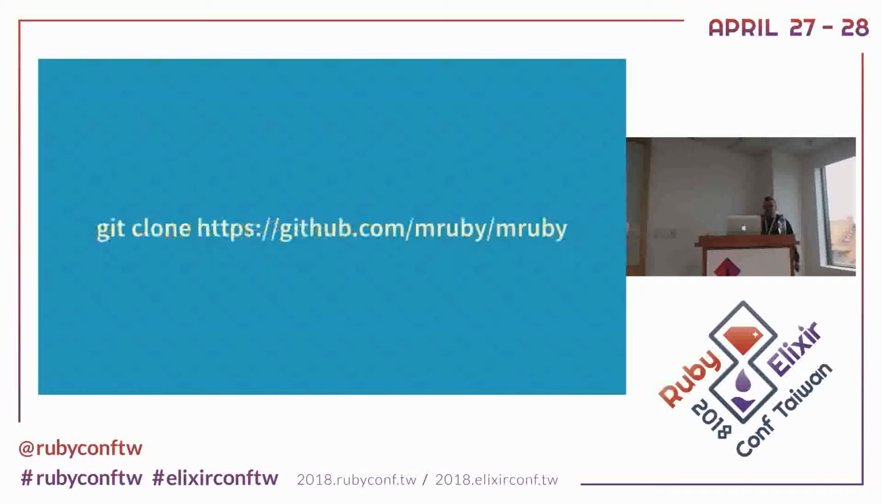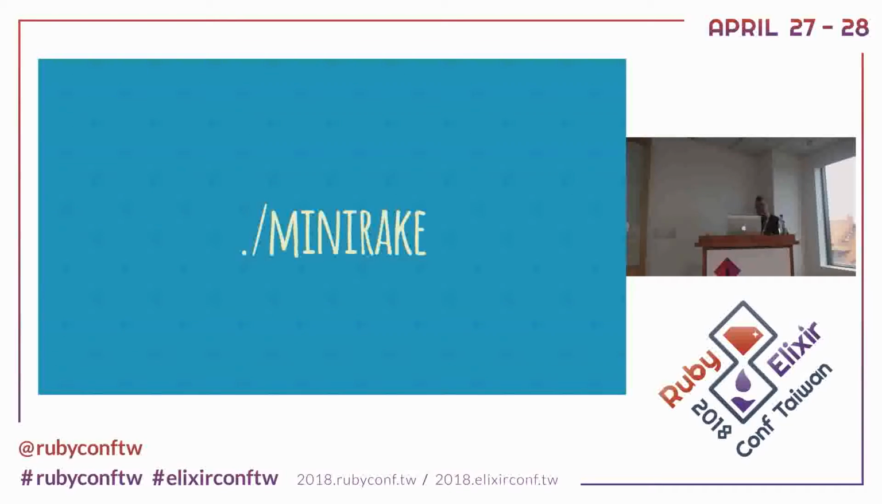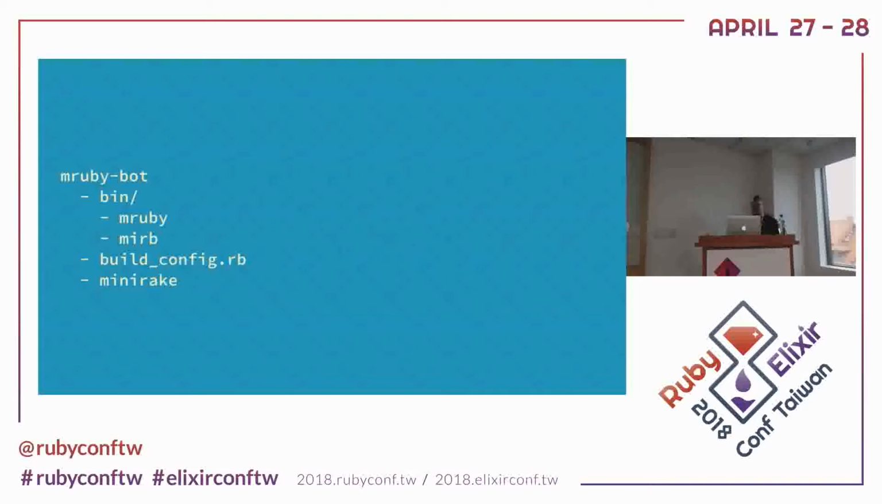I chose to build it directly from source, just to not have any kind of abstraction over what I was doing. So what you first need to do is clone the mruby repo down, and you're going to get a lot of files, but the most interesting ones are the bin folder, the build config file, and the minirake file. I'm going to show you what each of those does. The bin folder at this moment is empty, and if you run minirake, your bin folder is going to get an mruby and an mirb file.